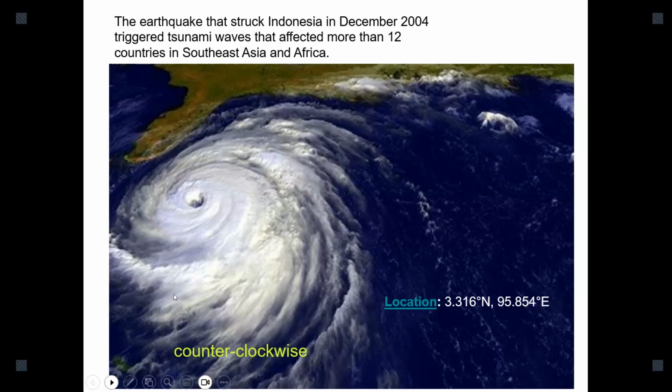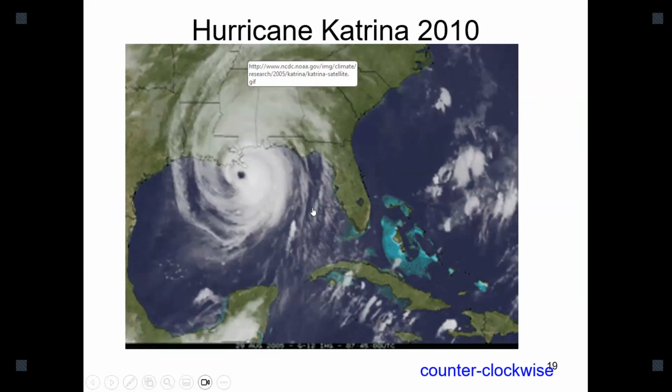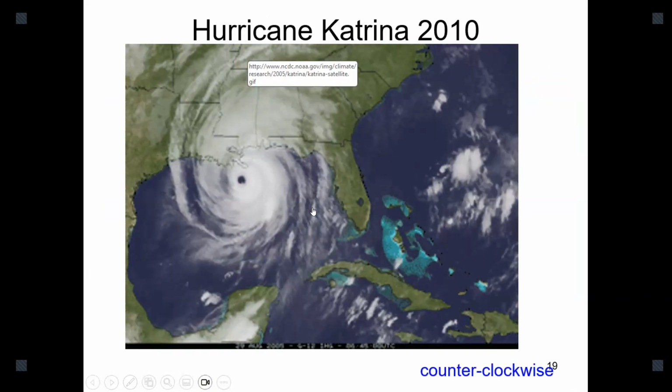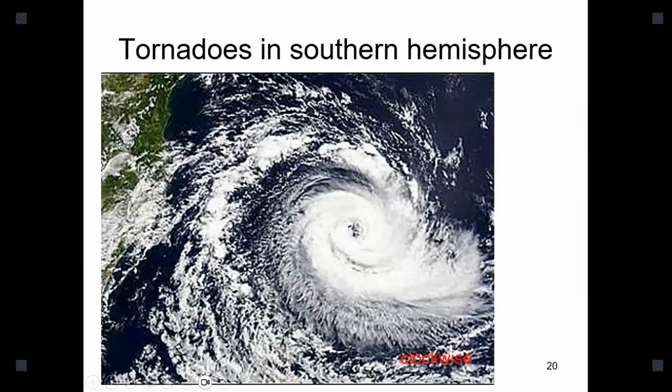As well as that, there are other hurricanes like Katrina, which I also found on the internet. That is also counterclockwise, and that is in the northern hemisphere. Then there are some other cyclones in the southern hemisphere, near Cuba I think, and that is clockwise. So it can be noticed that cyclones in the southern hemisphere always rotate clockwise, and in the northern hemisphere counterclockwise. That is also due to the Coriolis force. At the equator, there are no cyclones, hurricanes or anything.